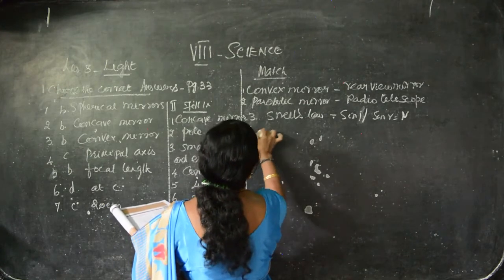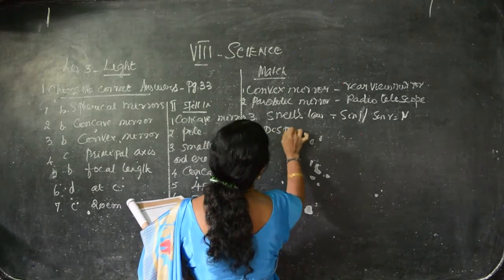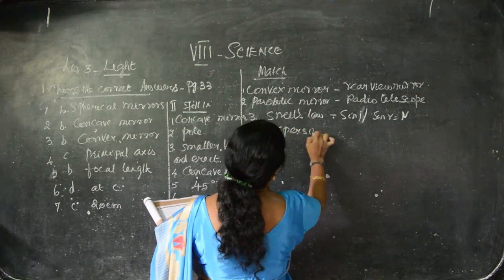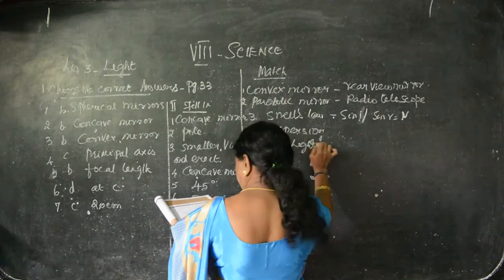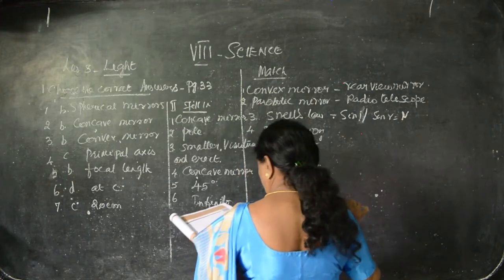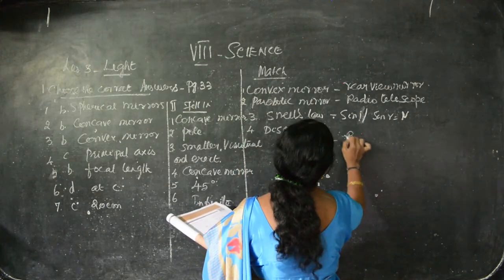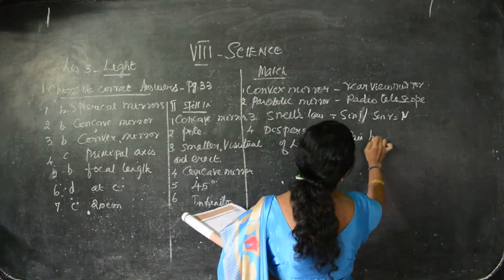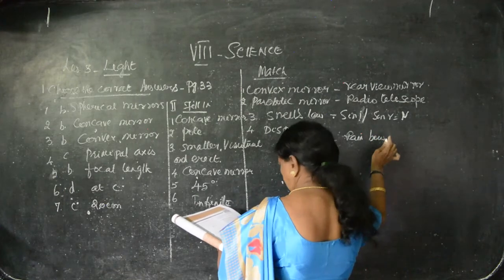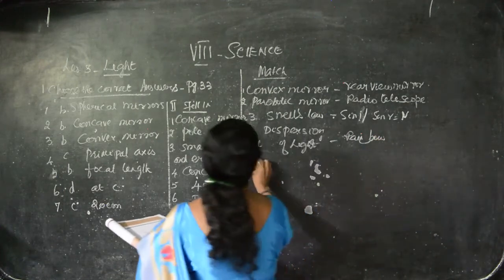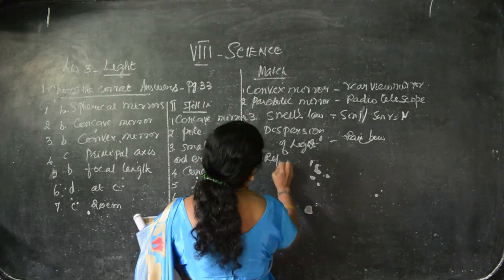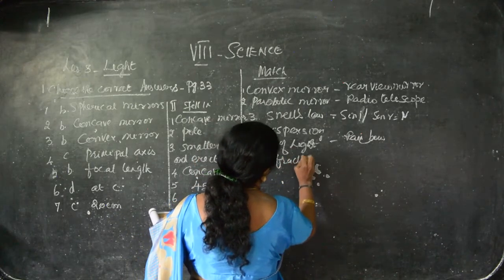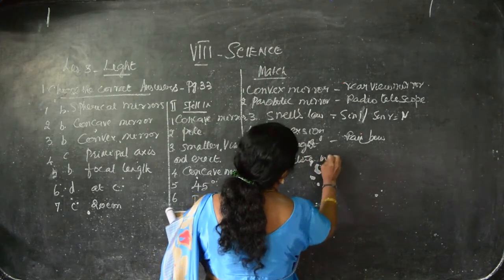And fourth one, dispersion of light, rainbow. Rainbow, same word only. Clear? And the fifth one, refractive index.